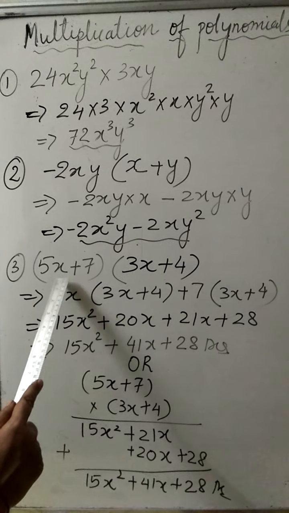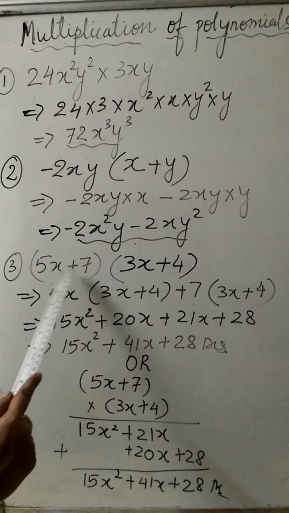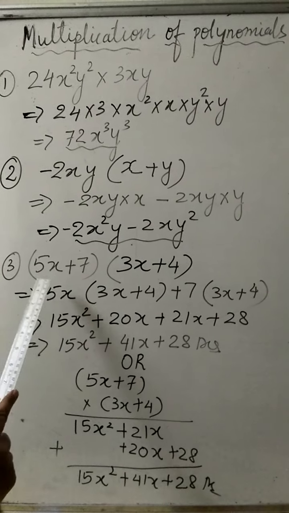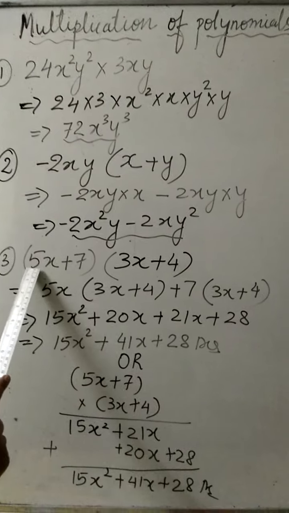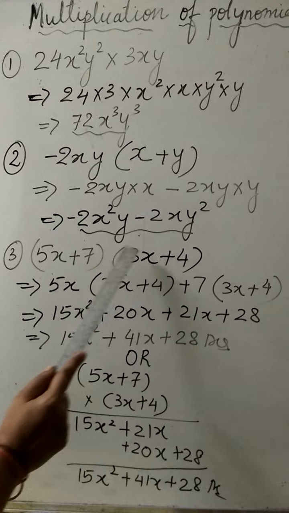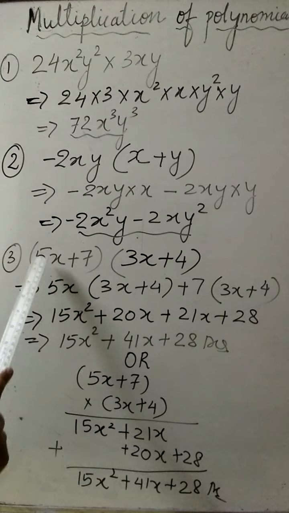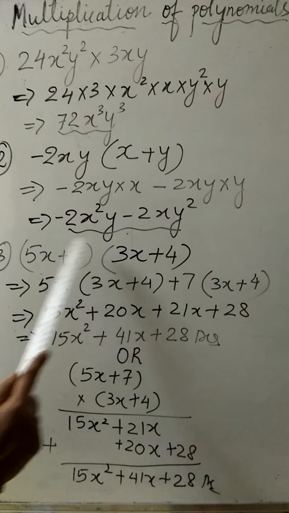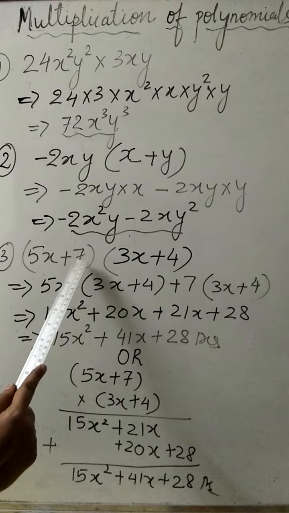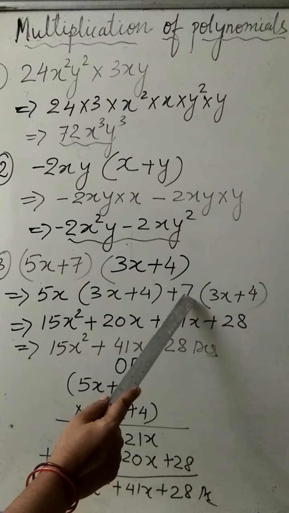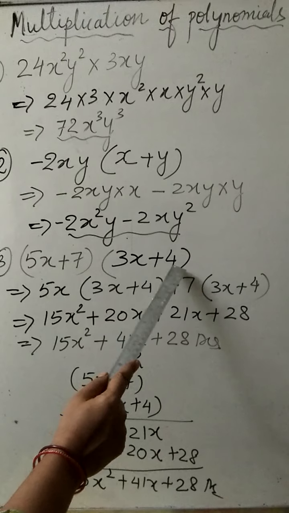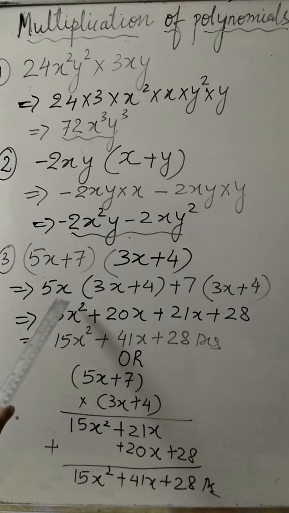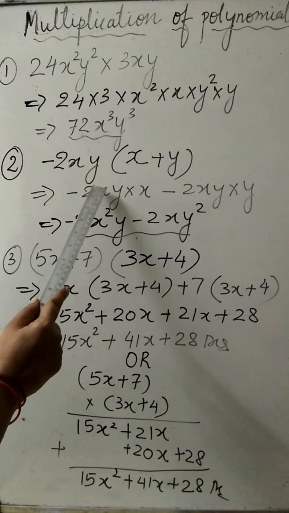Number 3. Here we are multiplying a binomial by a binomial, meaning 5x plus 7 into 3x plus 4. So the rule is first you have to take the first term of this expression. The first term is 5x. This whole expression should be multiplied by 5x first. Then you have to see the sign. Here the sign is plus, so you have to put plus here. Then 7. So 7 into 3x plus 4, another term.